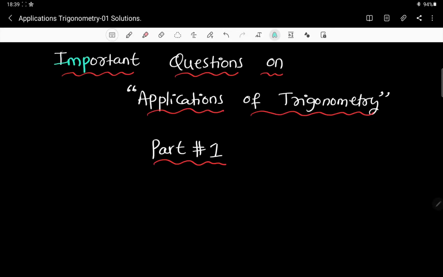Today we'll discuss some of the important questions on applications of trigonometry. This is a very important chapter. Definitely, there will be one question from this applications of trigonometry, and here is the part one.